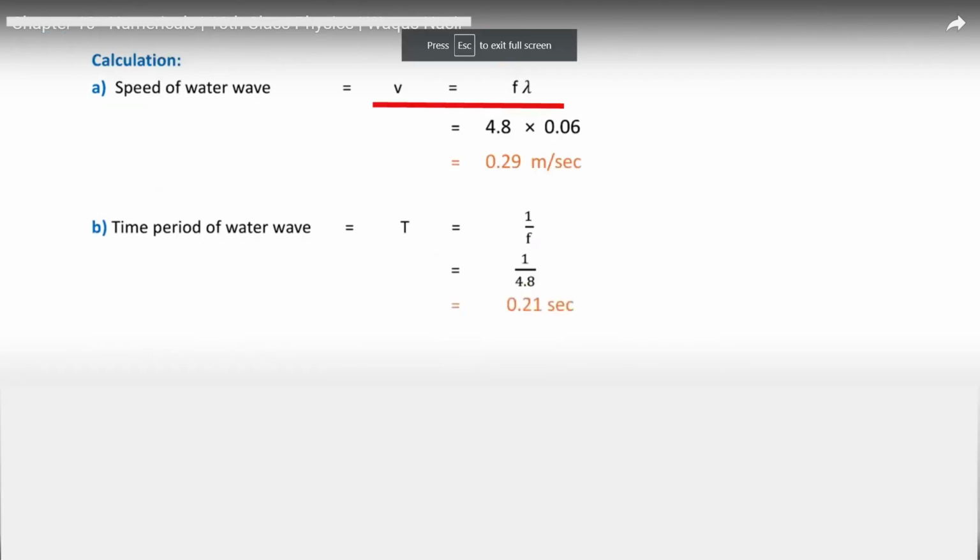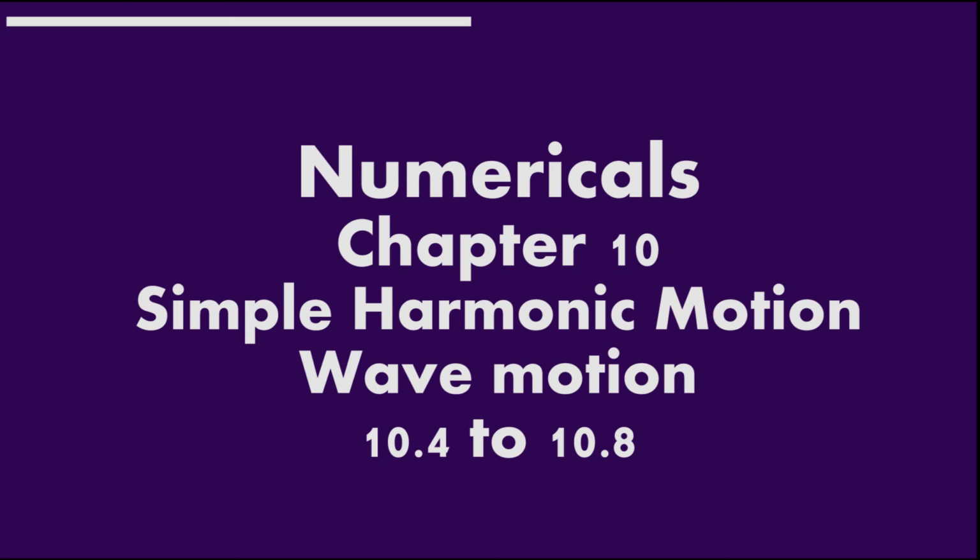So for the speed of the wave, V is equal to frequency multiplied by lambda. We will put 4.8 hertz, which is the frequency, multiplied with the wavelength, which is 0.06 meters, and we will get an answer of 0.29 meters per second. Now we will find the time period. The time period of the water wave is T equals 1 over f, and we will put 1 over 4.8, which is the frequency, and we will get an answer of 0.21 seconds.